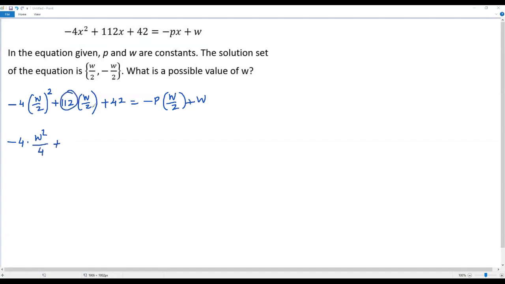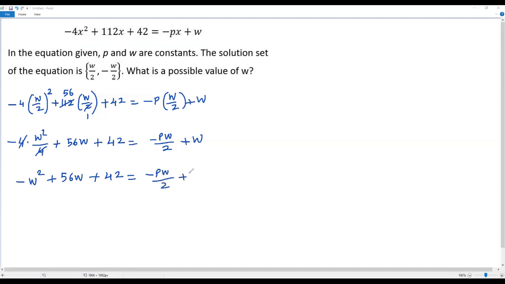So here we can simplify this 12 times w over 2. That is, 2 goes into 2 one time and 2 goes into 12 six times. Then I am getting 6w plus 42 equals negative p times w over 2, which can be written as negative pw over 2 plus w, and here this 4 will cancel out. I'm getting negative w squared plus 6w plus 42 equals negative pw over 2 plus w.